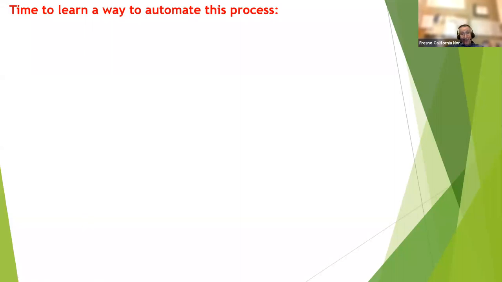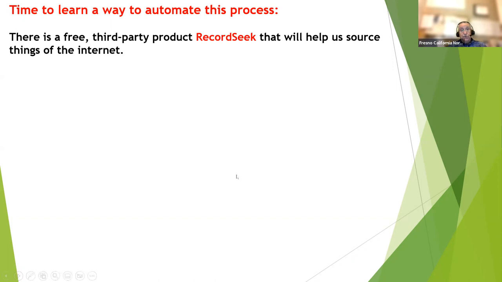So now it's time to actually show you how you can do this easier, because there is an easier way. And it's one of the two automated processes that I'm going to show you. We have an excellent little tool called RecordSeek that was written just for this purpose. And RecordSeek's a third-party product. In other words, somebody outside FamilySearch made it. And it allows us to take any website, any web page in the world, and turn it into a source.